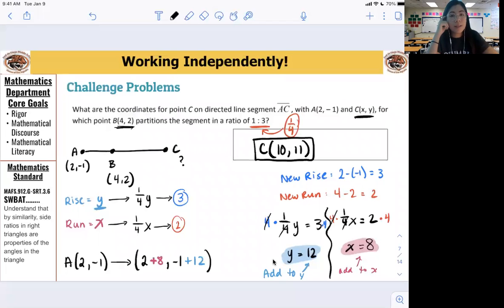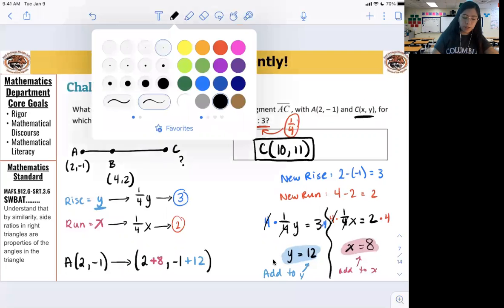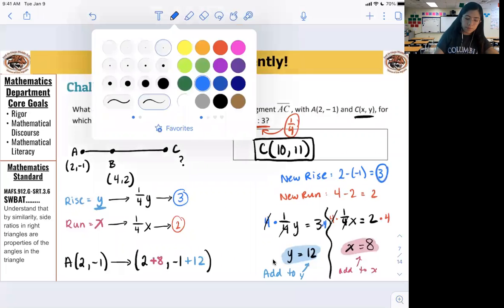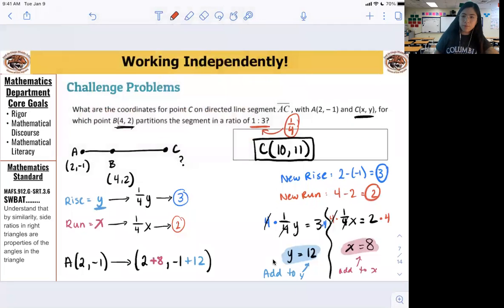So it's kind of similar. The strategy is kind of similar. The last step is exactly the same, but we had to work backwards to figure out the original rise and the original run, because we know the new rise and the new run, but then you got to work backwards to find the old rise and the old run. So that's what's a little bit tricky about this one.